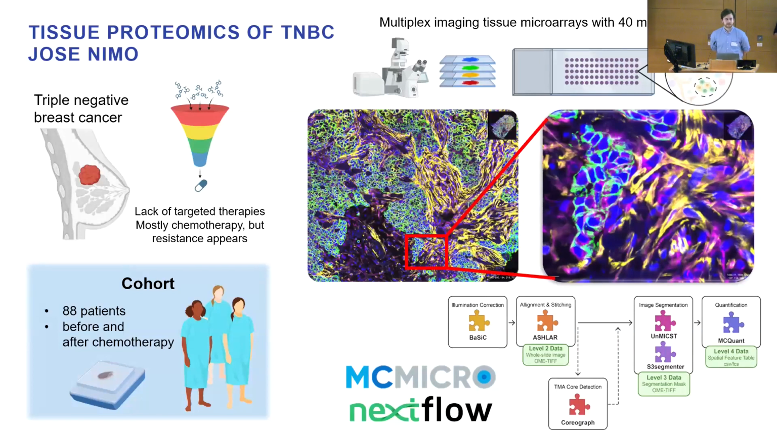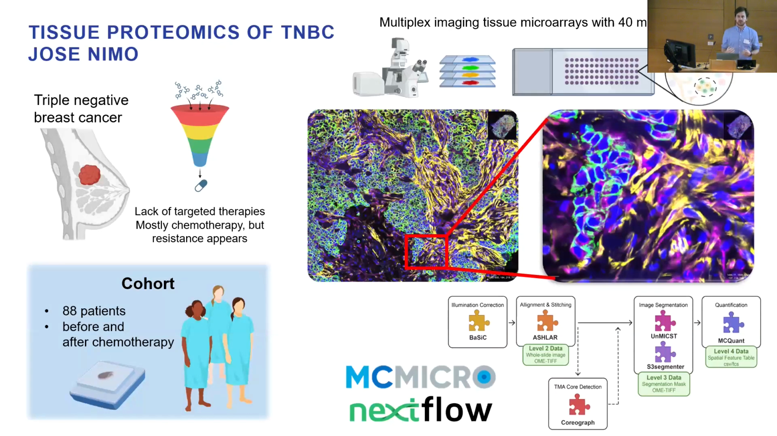Hello, everyone. I feel like a sore thumb because everybody's developing really cool tools, and I will show you some biology and how to use image analysis. So my project is about how to use image analysis to guide tissue proteomics in triple-negative breast cancer, one of the worst subtypes of breast cancer, because we do not have good enough targeted therapies. And when patients get treated with chemotherapy, resistance arises very early.